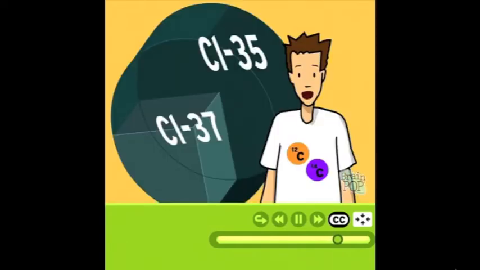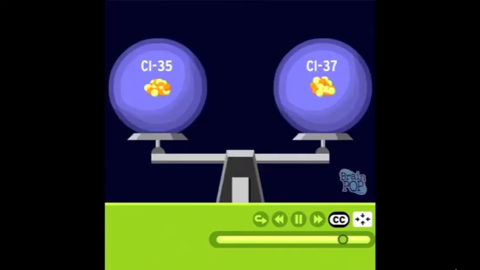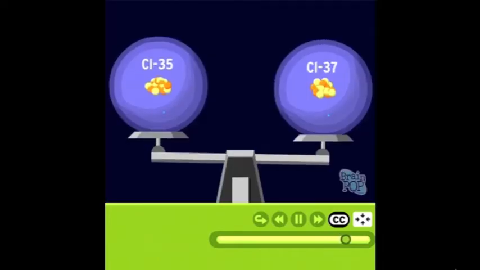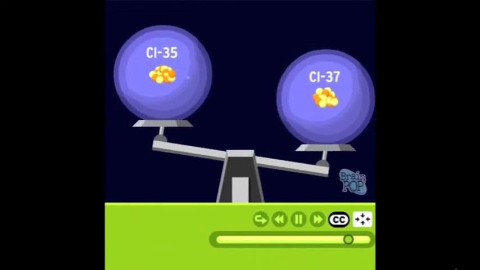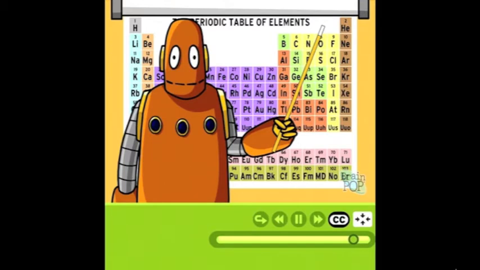About 75% of chlorine atoms are Cl-35, and about 25% are Cl-37. Chlorine-37 is heavier than chlorine-35 because it has those 2 extra neutrons. So there you go, isotopes in a nutshell.